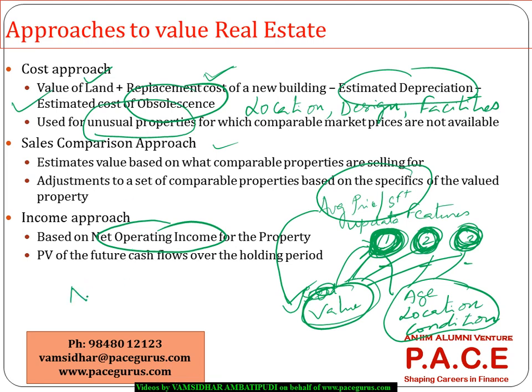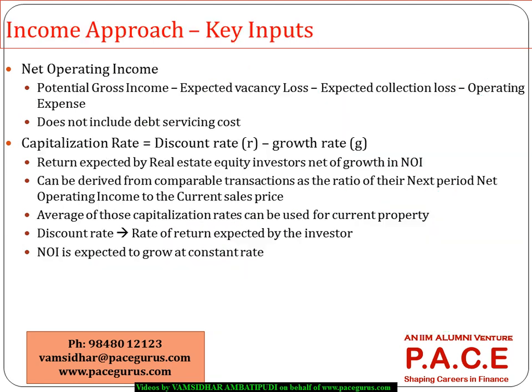Here one thing we have to understand is that the net operating income is taken as a proxy for cash flows in terms of evaluating the value of the property. So we'll look at each of these three approaches in detail. We'll start with the income based approach and then move towards the cost approach and the sales comparison approach.